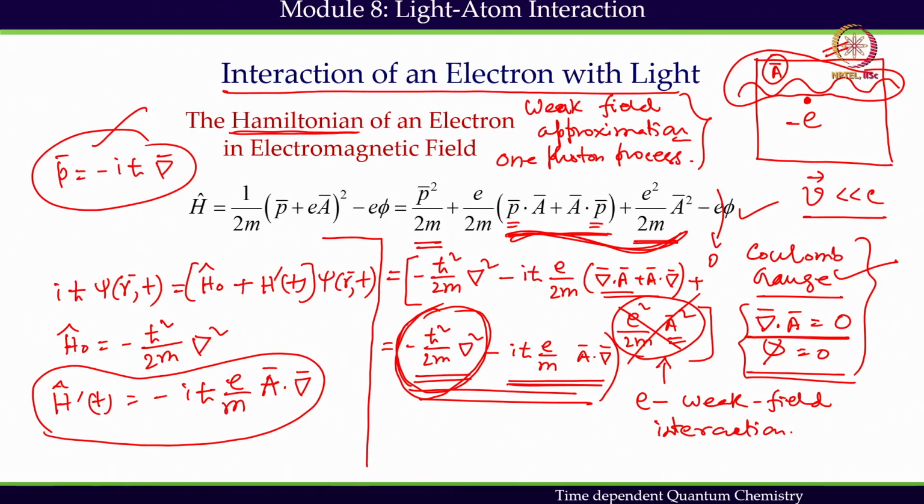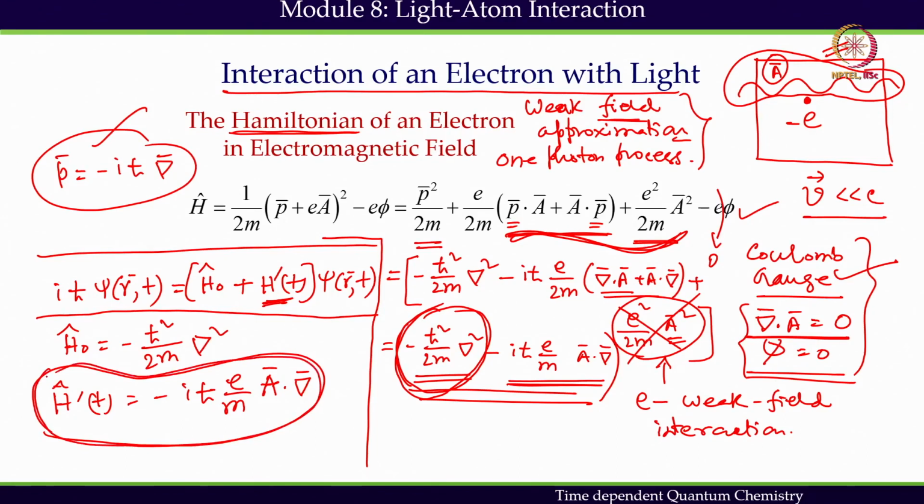And one can say that because it is a weak field, this is weak, this is already weak, and that is why higher order terms are neglected. One can use this time dependent perturbation theory to solve this equation, and that is exactly what we will do. So, what is the perturbation? What is the nature of the perturbation? The nature of the perturbation is given here in terms of vector potential.